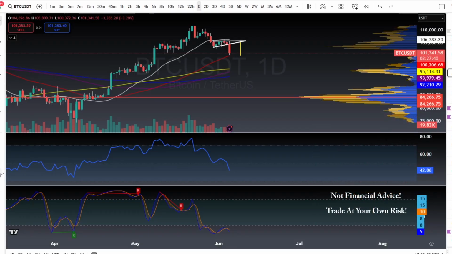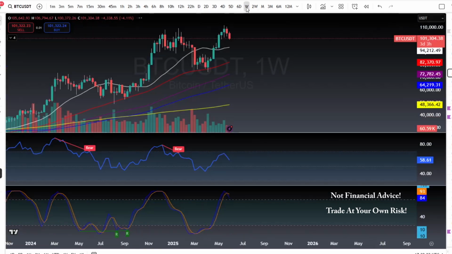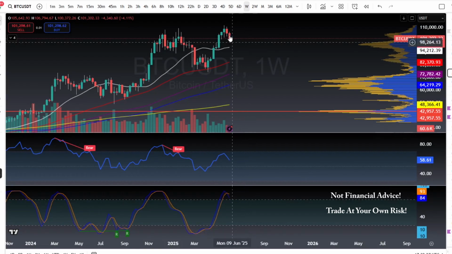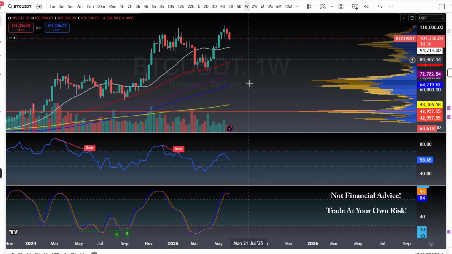All right, so let's start off now with the weekly. And as you can see here on the weekly, stochastics are high. They look to roll over. The candle looks like a red engulfing candle, very big. We're still far away from the 21-day moving average, which is currently at 94,214. Pretty much looks like that's where we're going to be heading.